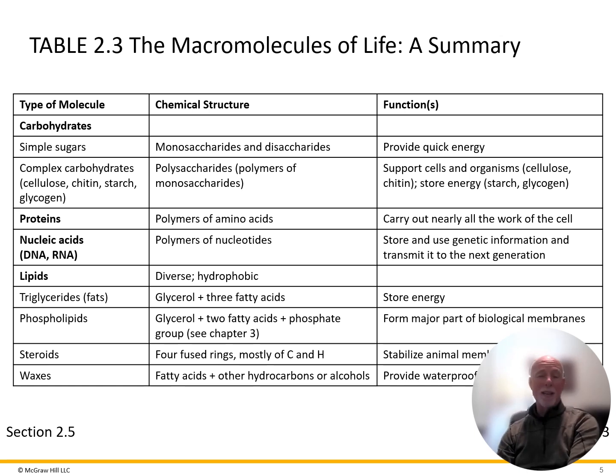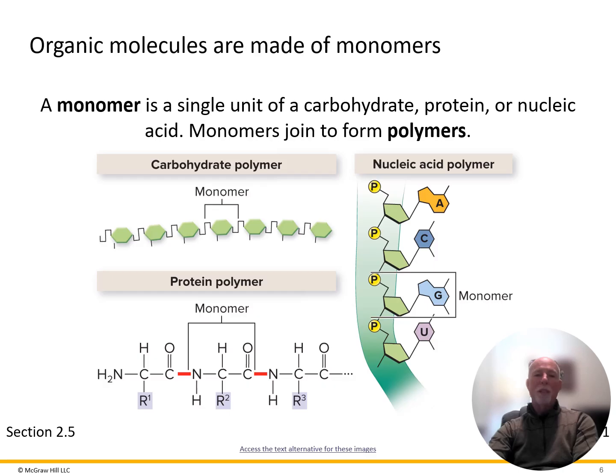Here's a really nice table. In fact, this table really summarizes this part of the chapter. We're going to talk about carbohydrates, specifically simple sugars. Then we're going to talk about complex carbohydrates. We're going to talk about proteins, nucleic acids, and lipids, different types of lipids like steroids, triglycerides, or fats. All of these are, again, very familiar, but let's talk a little bit about each one.